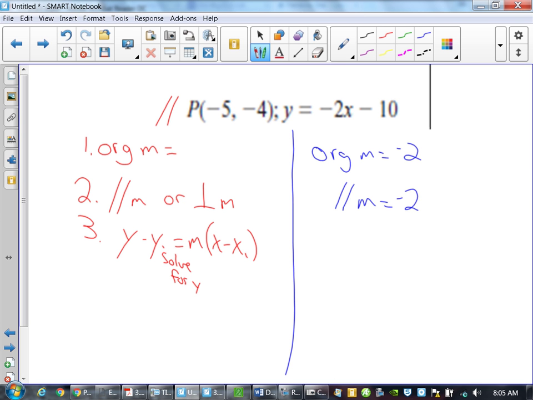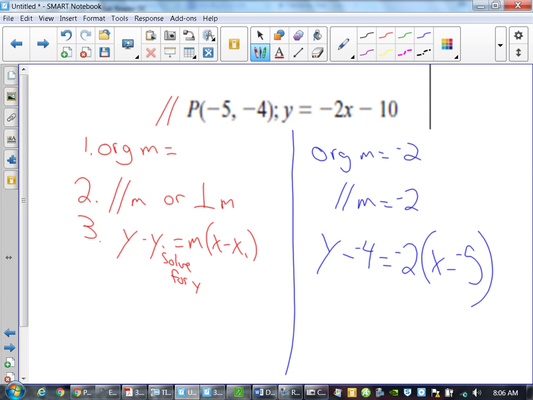And now we just write out our points. This is our x, and there's our y. Our x sub 1, y sub 1, if you will. Y minus a negative 4 is our slope, x minus the negative 5.